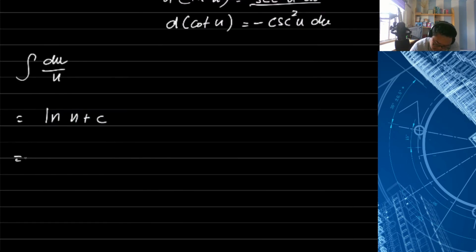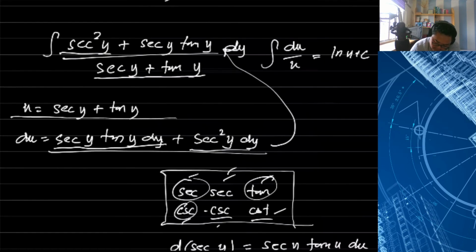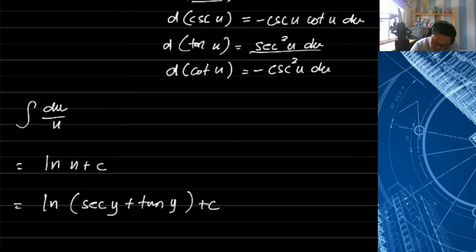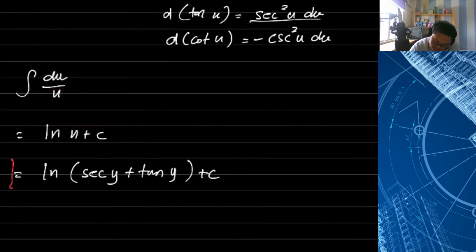But what is our u? Secant y plus tangent y plus c. So this is our u, secant y plus tangent y. So this is now our final answer.